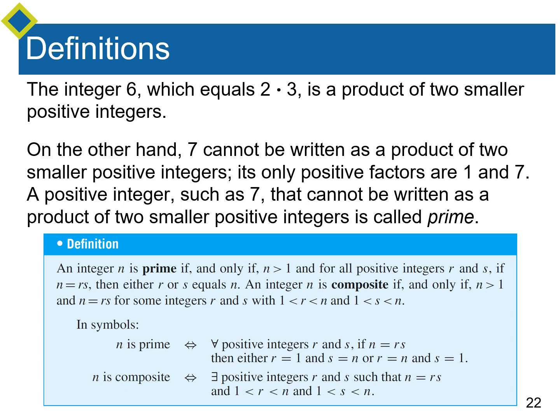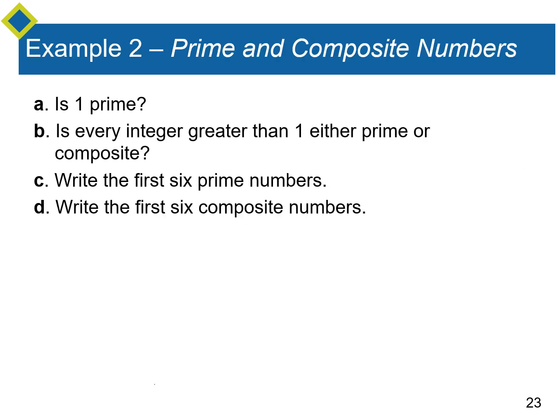So a positive integer such as 7 that cannot be written as a product of two smaller positive integers is called prime. So for the definition of prime: n is prime if and only if n is greater than 1. We use this one for prime, and this one for composite. This is the definition for prime numbers and composite numbers.